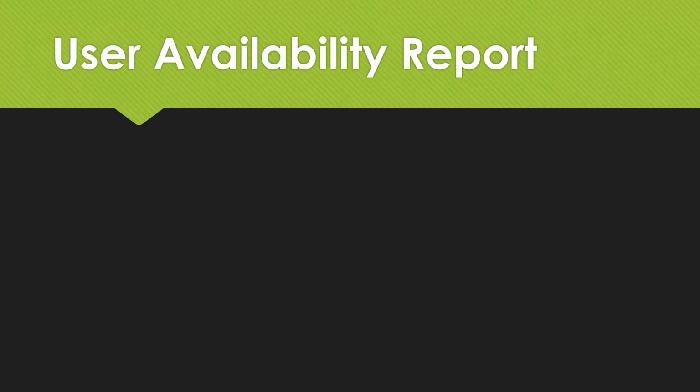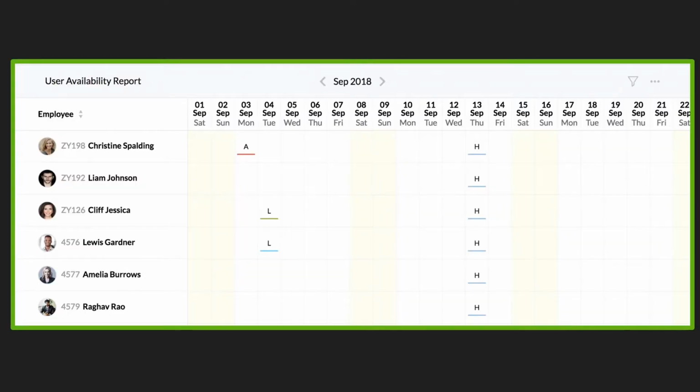User availability report. The user availability report shows the members of a particular team who are available during a particular period of time. The main utility of this report is to view the availability of a team or department's members and plan work accordingly. To view this report, go to Leave and then to Reports, click on User Availability Report.